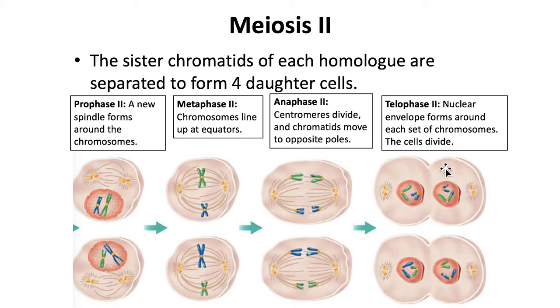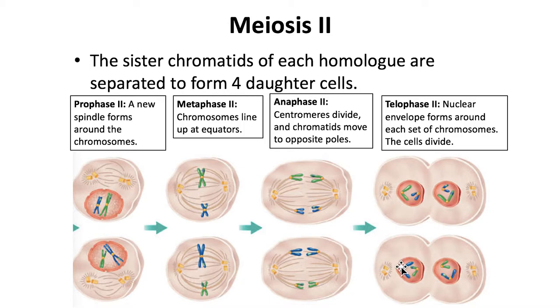We have 1, 2, 3, 4 daughter cells. And these daughter cells are haploid. They have half the information that the original parent cell had. And if you take a close look at each of them, each of these daughter cells is different. So this one you can see has a big blue one and a little green one with a tiny piece of blue, and this one has a big green one and a small blue one. They're all different from each other.